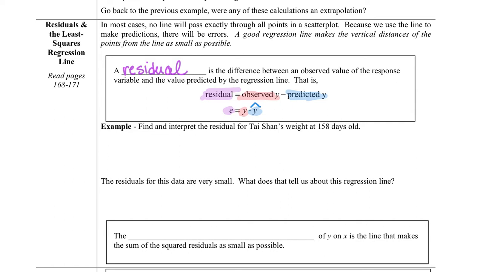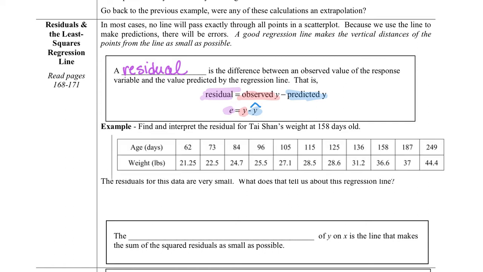So we're going to find and interpret the residual for Taishan's weight at 158 days old. Going back to our table on the first page, we can see that at 158 days old, Taishan weighed 36.6 pounds. So that is our actual, we're observing it. We can see that's the weight. So that's going to be our value of Y.